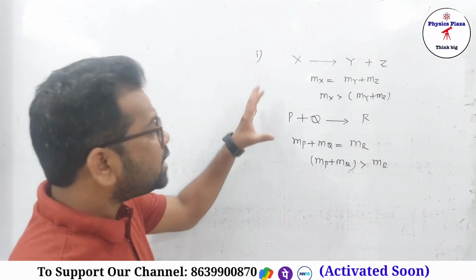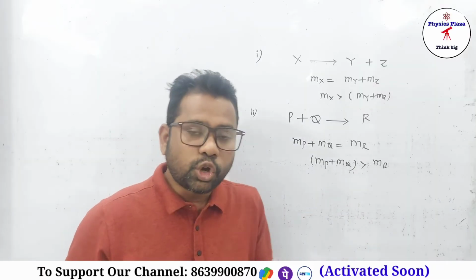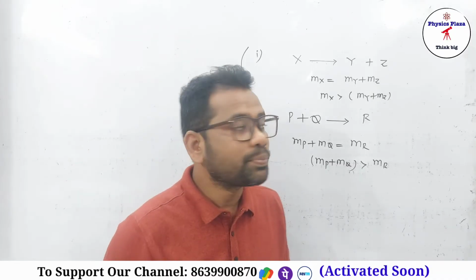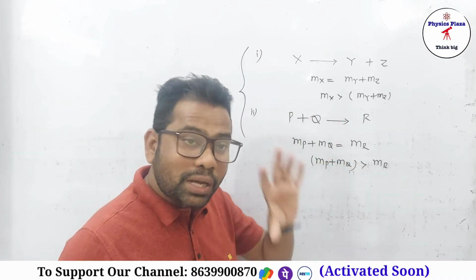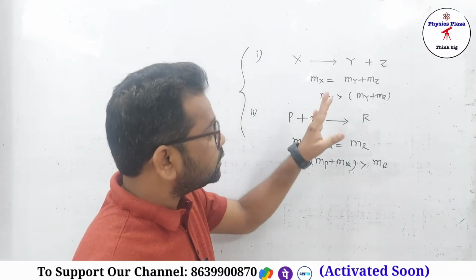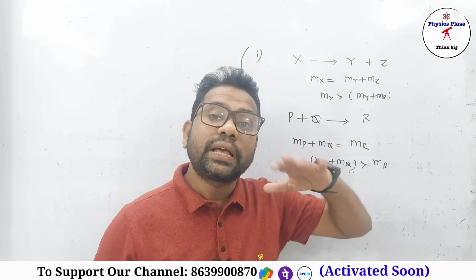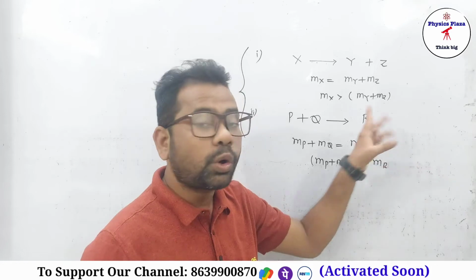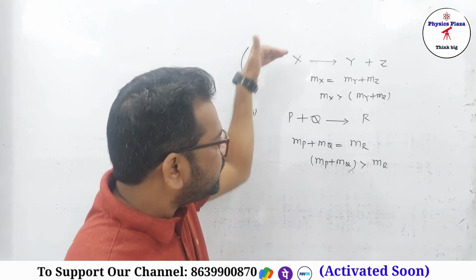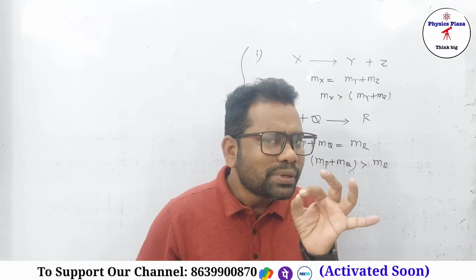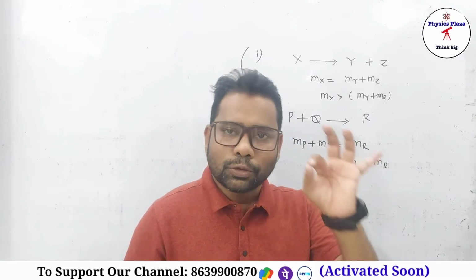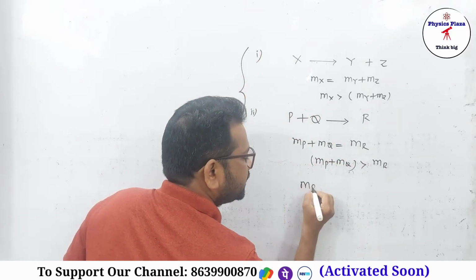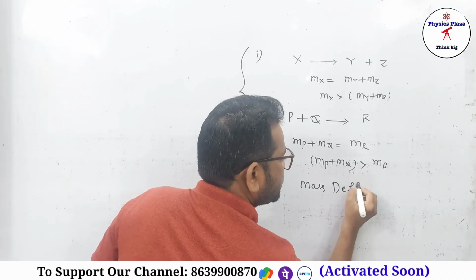It is found that in any nuclear reaction, children, I am especially talking about nuclear reactions, the mass of the reactants is always greater than the mass of the products. Or we can say the mass of the products is always less than the mass of the reactants, which means some mass is missing here. Whatever mass disappears during nuclear reactions is called mass defect.